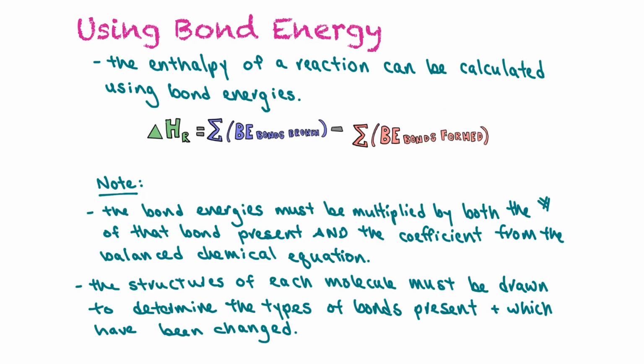As mentioned at the start of this video, we can use the bond energy to calculate the enthalpy of a reaction, and we calculate that by summing the bond energy of all the bonds broken and subtracting the sum of the bond energy of all the bonds formed. So some things to note. The bond energies must be multiplied by both the number of that bond present and the coefficient from the balanced chemical equation. And the structures of each molecule must be drawn to determine the types of bonds present and which have been changed.